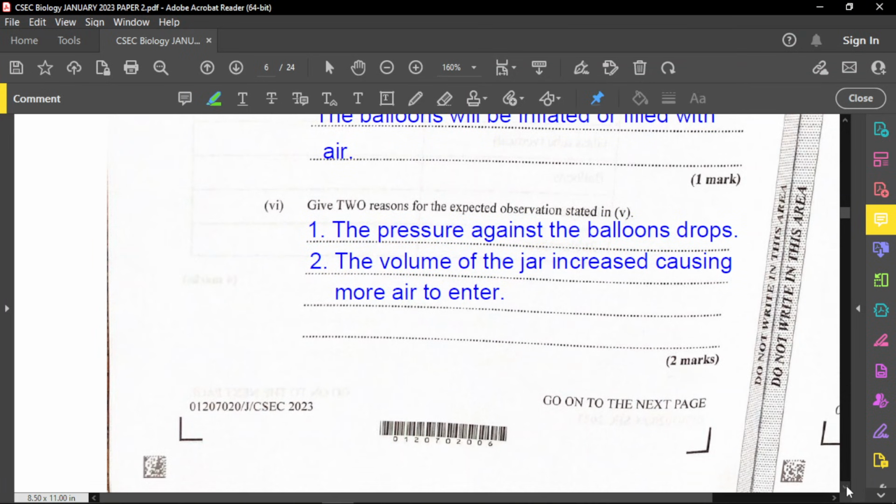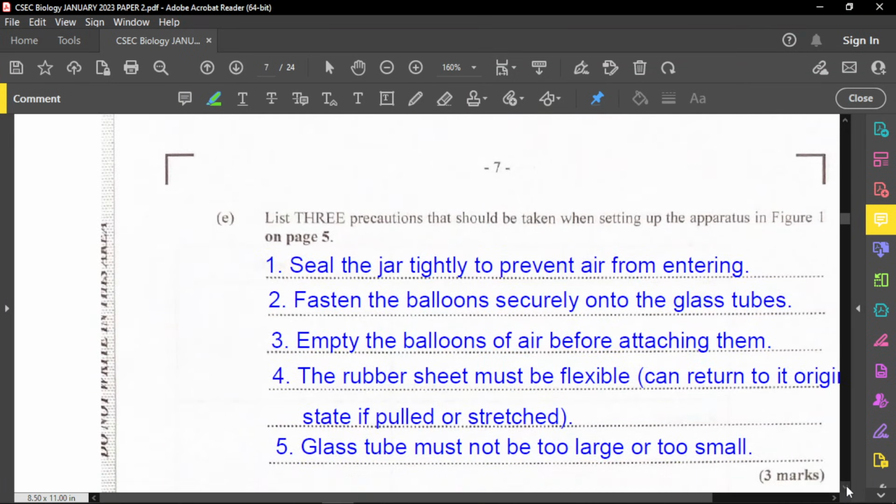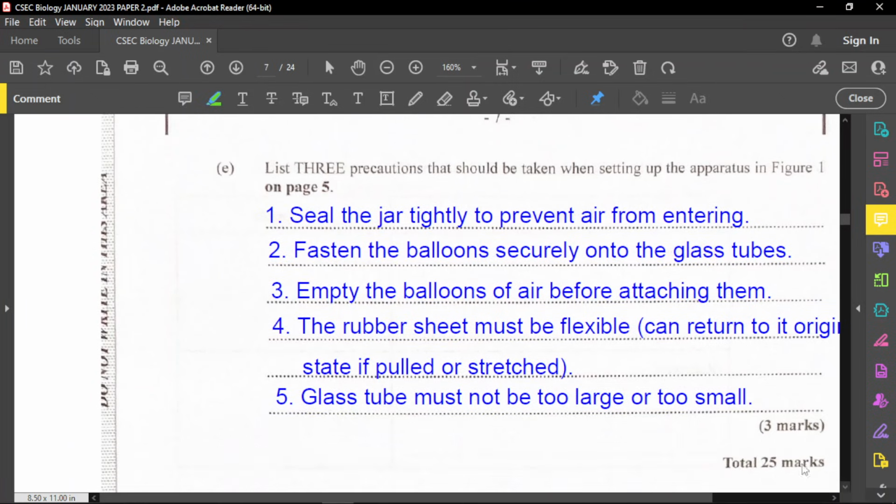All right. And so let's go into part E. It's to list 3 precautions that should be taken when setting up the apparatus in figure 1 on page 5. And so one, you're going to make sure to seal the jar tightly to prevent air from entering, because air should only enter through the glass tube, which represents the trachea. Also, the balloons should be fastened securely onto the glass tubes. Again, you should empty the balloons of air before attaching them to the glass tube as well.